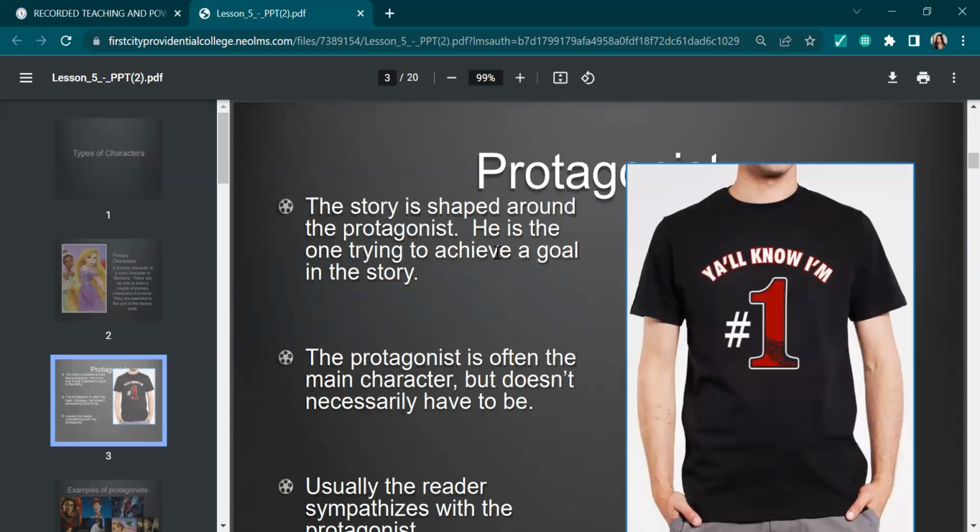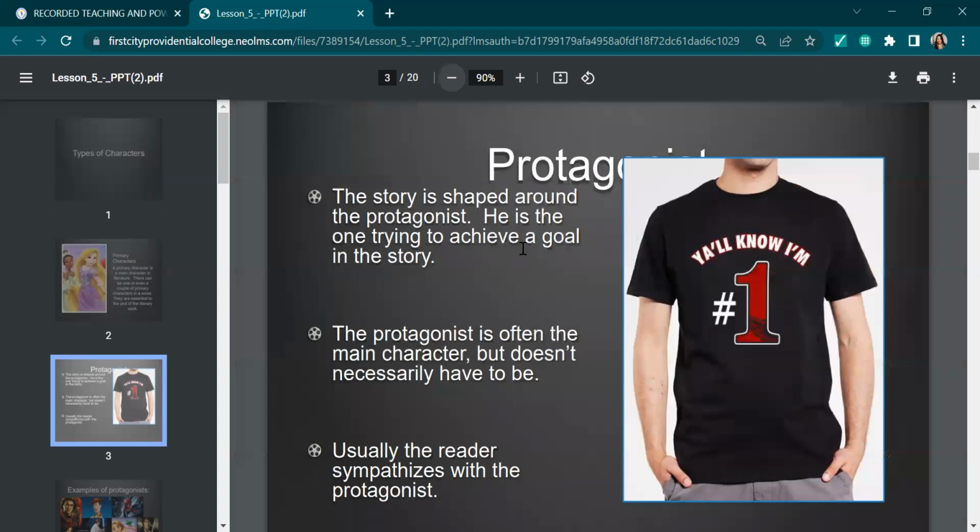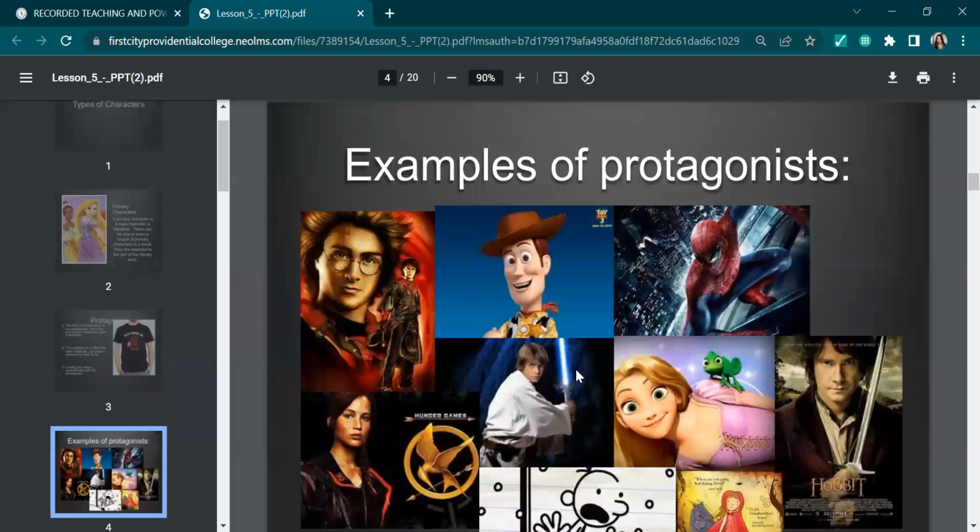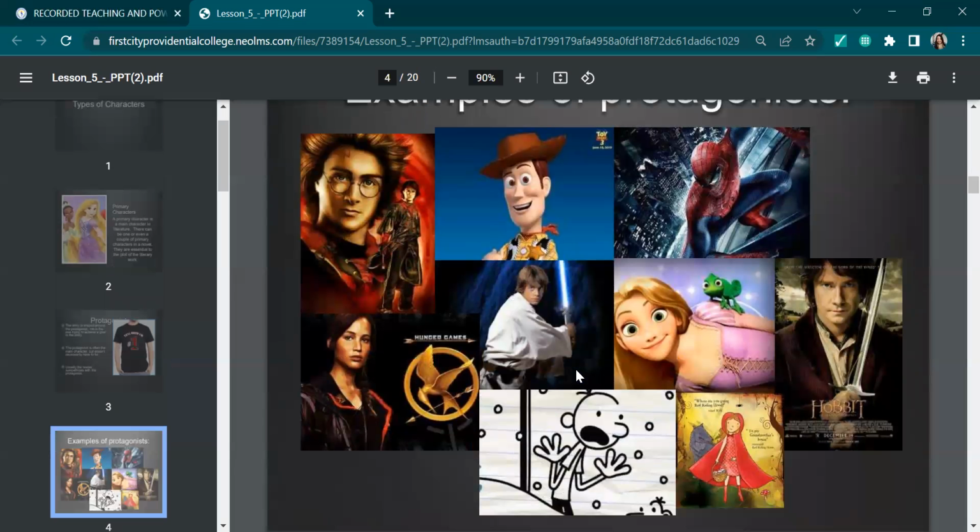Definitely, the first character that we need to make mention of would be the protagonist. The story is shaped around the protagonist, or the story revolves around the life of the protagonist. He is often the main character, and usually the reader sympathizes with the protagonist. More likely, the protagonists are the ones who are trying to achieve a certain goal, and they are the ones who have so much exposure in the story. So these are examples of the protagonists. All right.